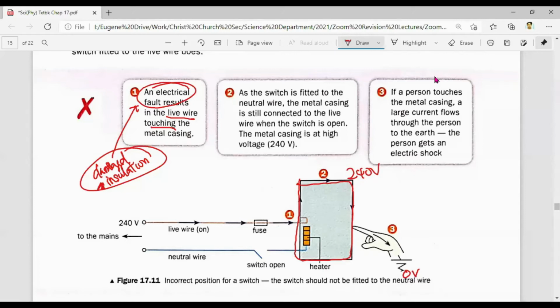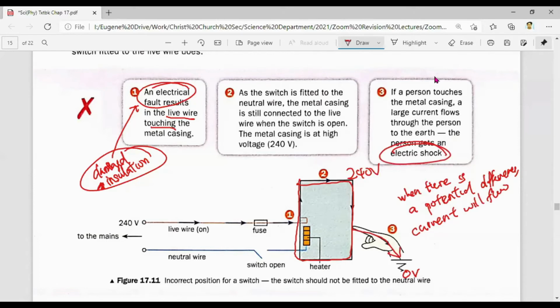Can you see that there is a potential difference? There's a difference in the voltage. When there is a potential difference, current will flow. So 240 volts here, 0 volts because you are touching the ground. The ground will normally be taken as 0 volts. So current will flow through the guy, and hence, bzz, you get an electric shock.